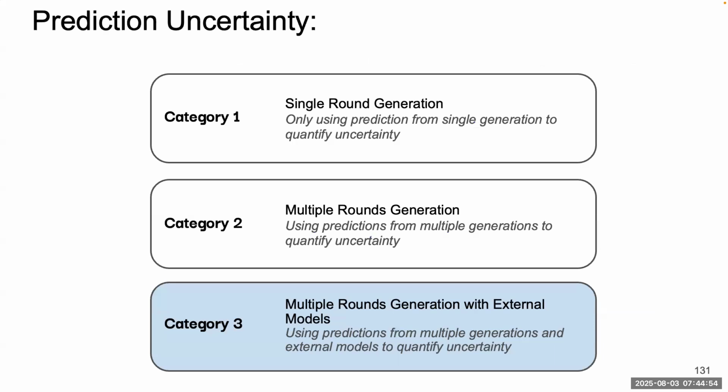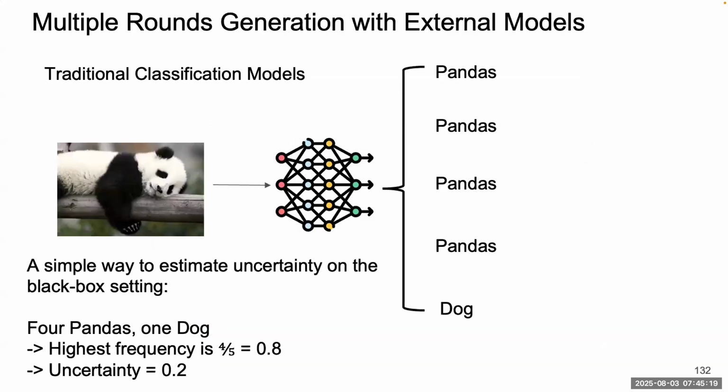And then let's talk about the third category. Previously, all the multiple rounds generation methods do not rely on another external model to help them do the quantification. But there are some other methods. I think they should also lie within this category, but we separated them because they're using an external model to help them define the uncertainty.